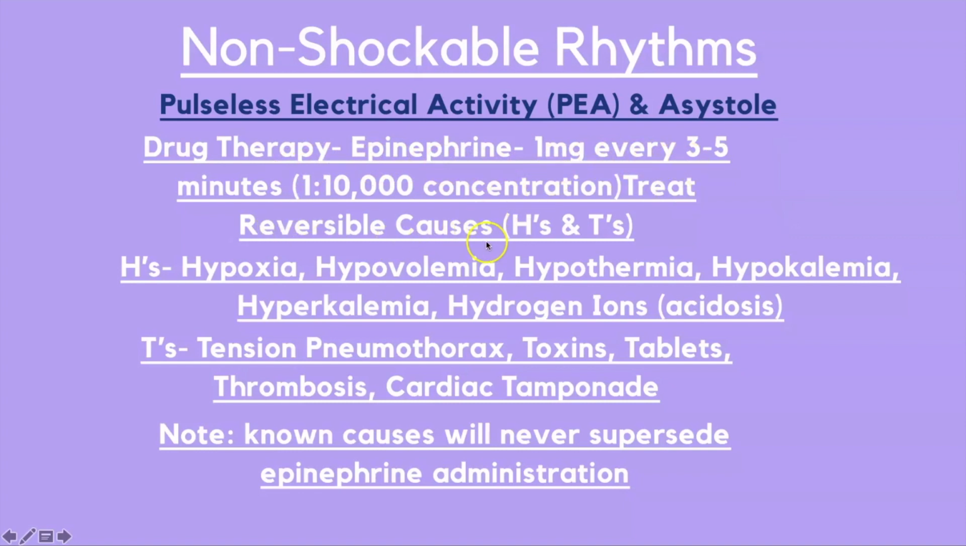Treat reversible causes. I don't think on the exam they ask too much about your H's and T's. It's good to know though if you're in the ED or ICU. But H's: hypoxia, hypovolemia, hypothermia, hypokalemia, hyperkalemia, acidosis, right? Are there too many hydrogen ions? And then the T's are tension pneumothorax, toxins, tablets, thrombosis, cardiac tamponade.